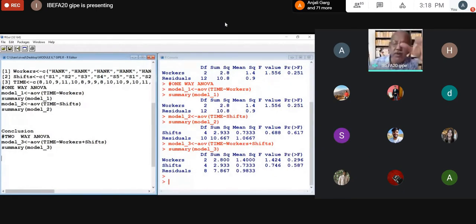Correct. The concept of p-value is enough every time from today onwards. So, for two-way ANOVA, how will we write the conclusion for it? Yes, accept H naught both, workers as well as shift, because p-value is 0.296 for workers and 0.587 for shift.